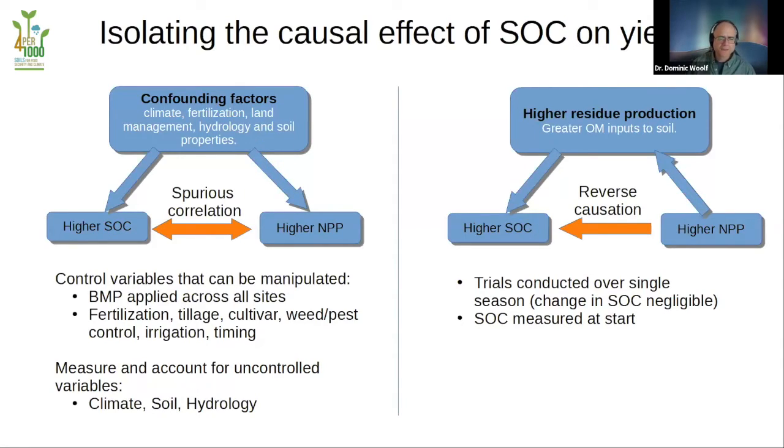Now, in this data set, we were able to account for and eliminate a lot of these confounding factors. Firstly, because it was a controlled trial over this large geography. What the researchers did was they applied best management practices at all sites, which meant that we had a consistent approach to management, including fertilization, tillage, choice of cultivars, weed and pest control, irrigation, and timing of crop calendars.